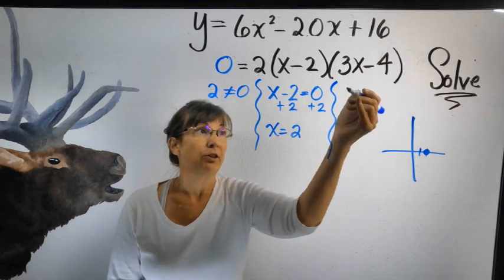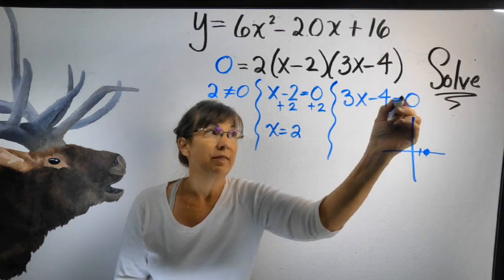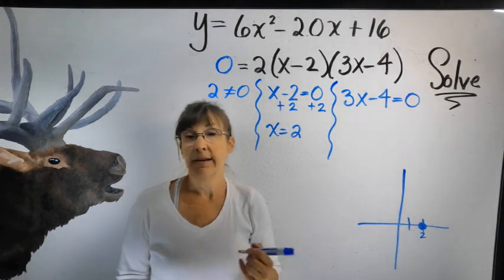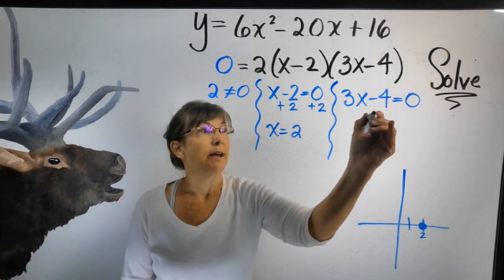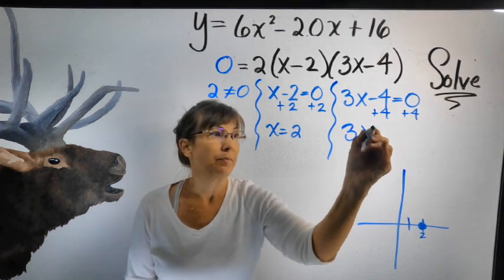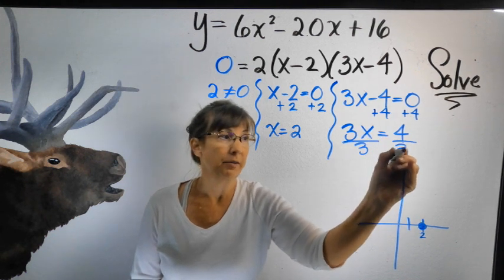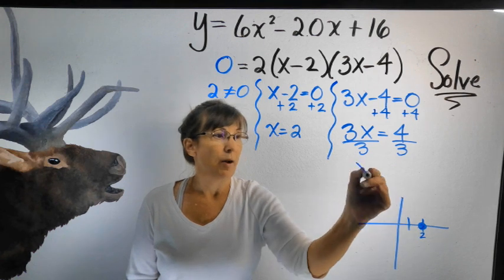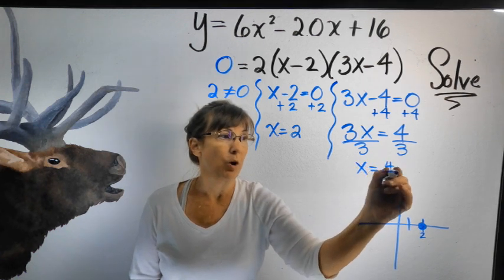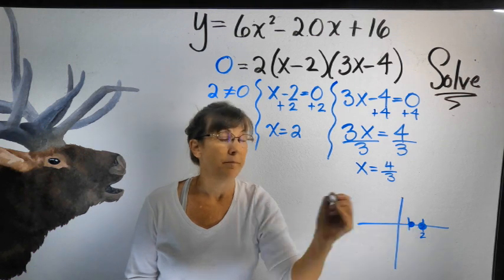My last factor is 3x minus 4. I'm going to also set that equal to 0. And now I'm going to solve for x. I would add the 4 to both sides, and then I would divide by the 3, so x equals 4/3, or 1 1/3, so it would be like right in here somewhere.